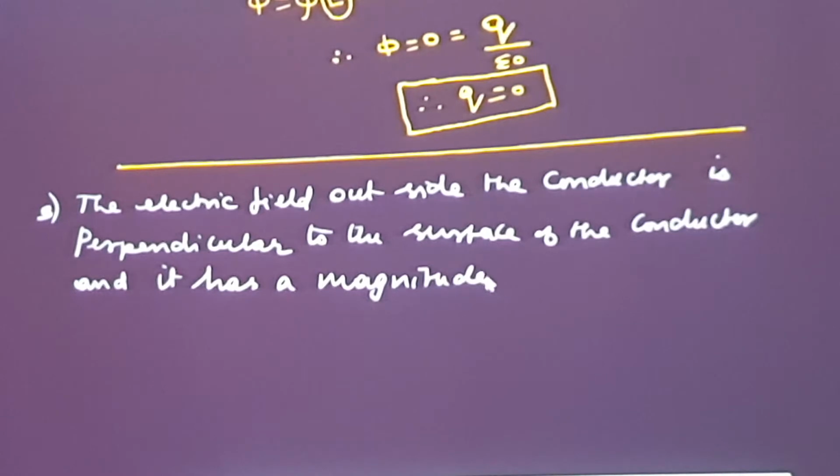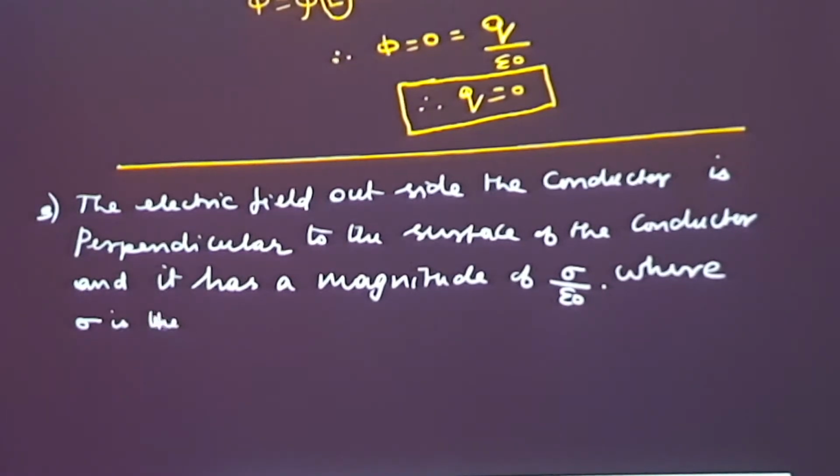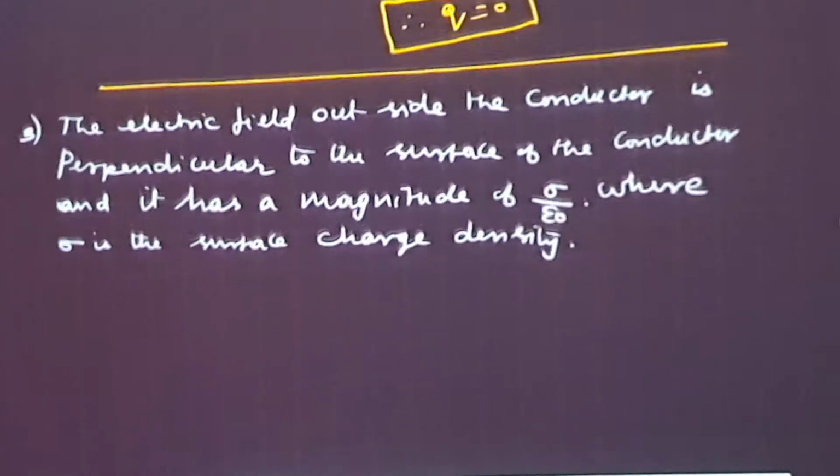It has a magnitude of sigma divided by epsilon 0, where sigma is the surface charge density. How you can explain this and how you can prove this may be asked for a 3-mark problem.